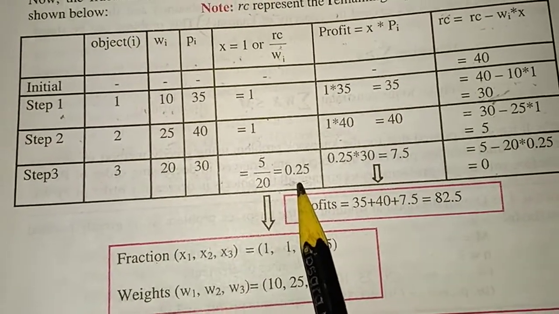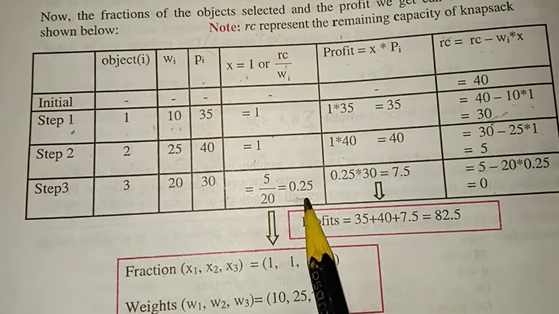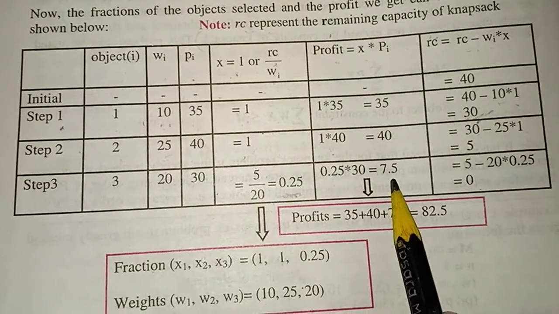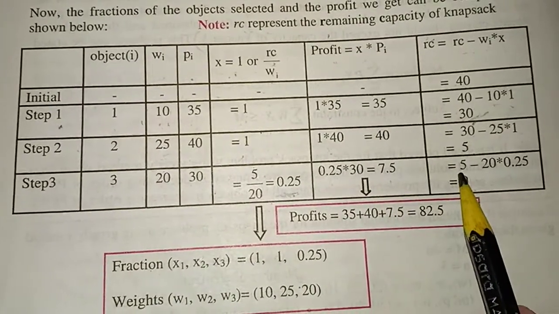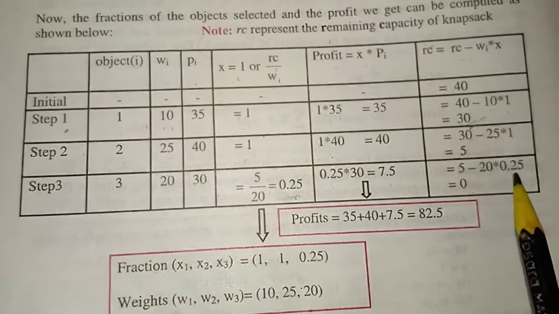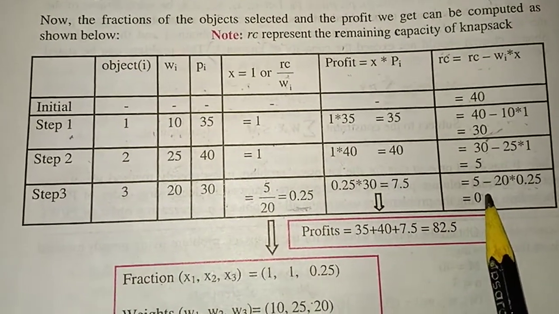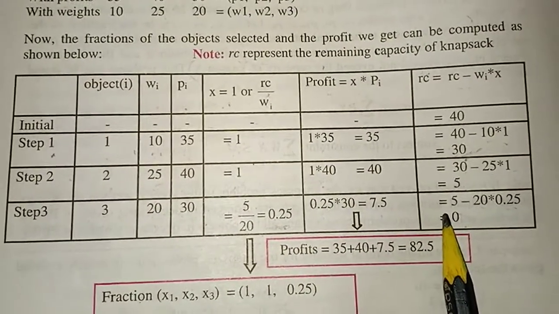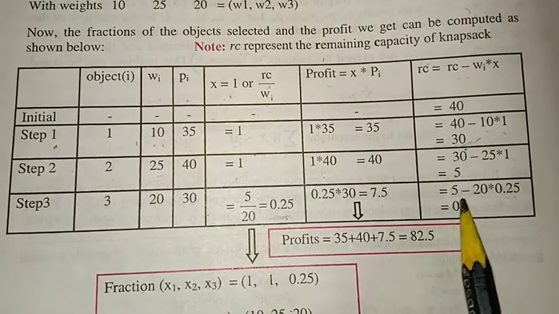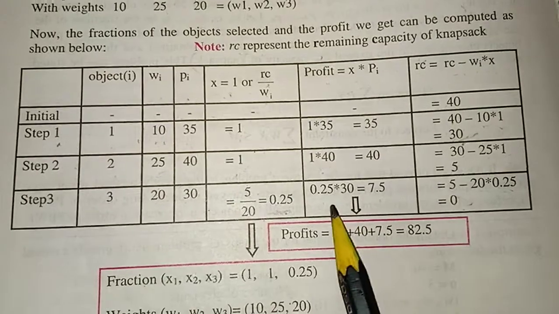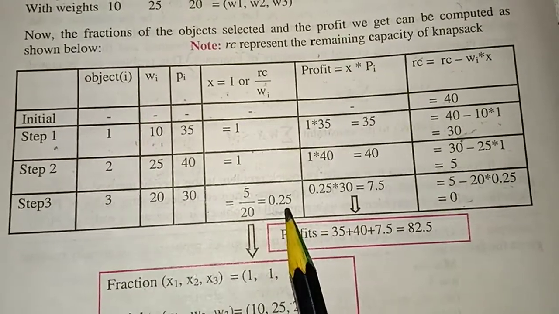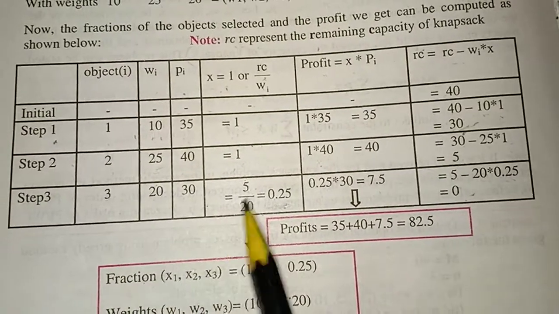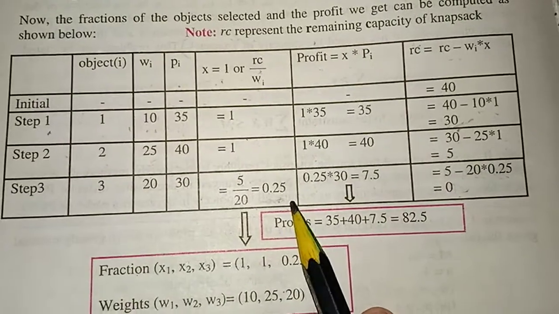This is where you understand that there is no capacity left, so you have to stop here and just calculate the profit, that is 0.25 into 30, you get 7.5. Here the remaining capacity will be 5 minus 20 into 0.25, which is nothing but 0. Whenever you get 0 here, it means the capacity is full and you cannot place any more objects. So this is how the iteration ends. Whenever you get a point value after placing the last object, here n is equal to 3. If you have n equal to 10, after placing 10 objects you will obviously get a point value here and you have to stop the iteration.